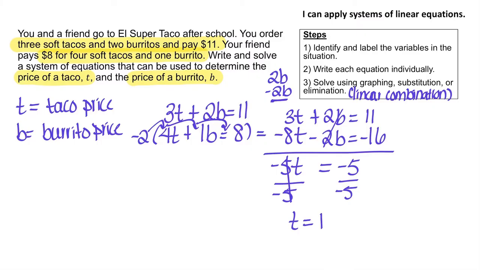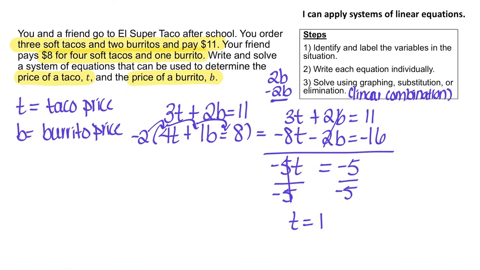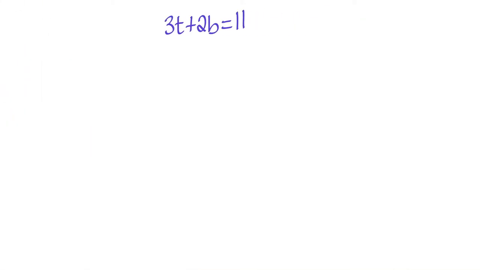So now I've done half of the work in this problem, right? I figured out the price of a taco. I now need to figure out the price of a burrito. So I can use one of these equations to do that. I'm just going to use that 3t plus 2b equals 11, and I'm going to plug in this value that I have, this t equals 1.